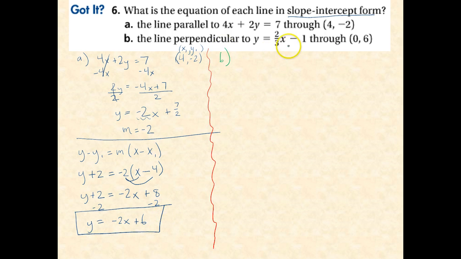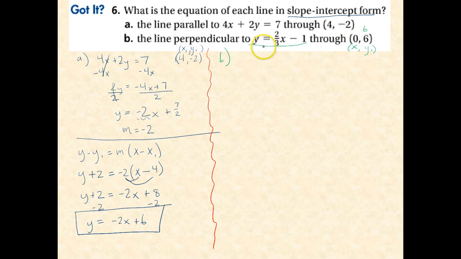Alright, for b, we want to get perpendicular to this line and go through the point 0, 6. This is actually, if you notice, our y-intercept. So all we need is the slope, and then our y-intercept is 0, 6, so that means our b value would be 6. So we can just use slope-intercept on this one.